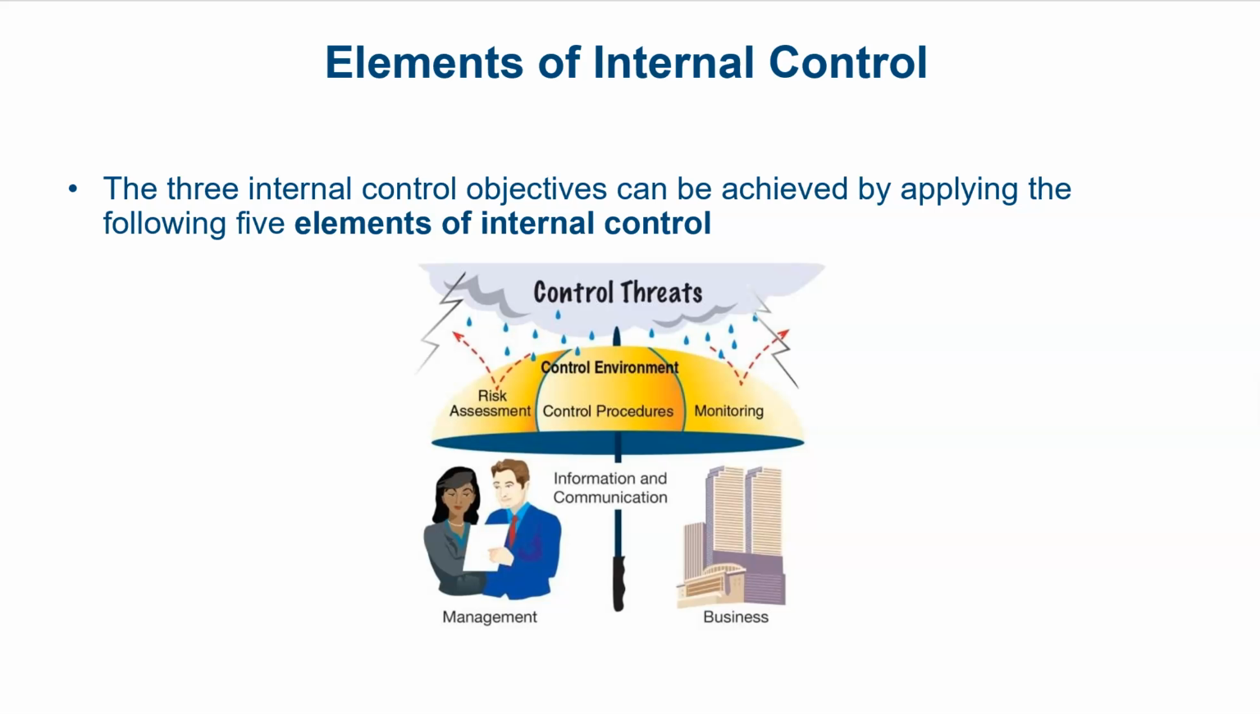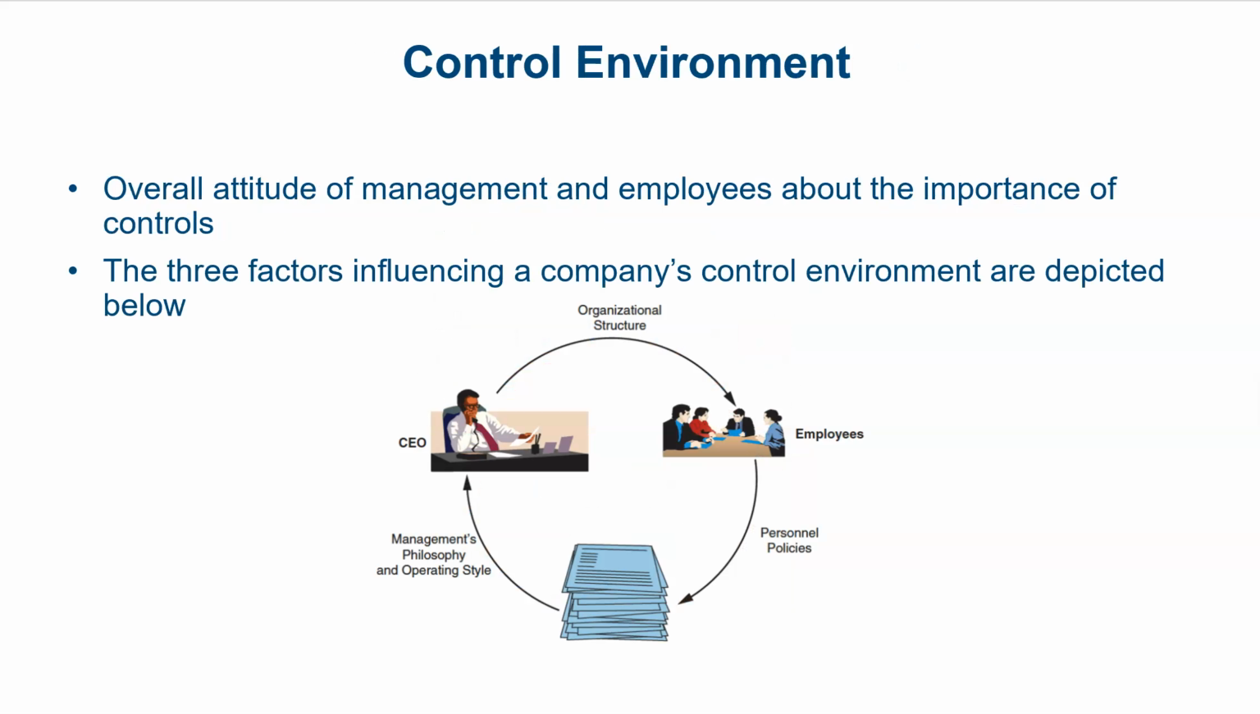Okay, now let's talk about the elements of internal control. The 3 internal control objectives can be achieved by applying the following 5 elements of internal control. So we need to assess the risk, and we need to have control procedures in place. We need to monitor it, and all the while, management needs to communicate the information for the business. The overall attitude of management and employees about the importance of controls is part of the control environment. 3 factors that influence a company's control environment are here. So you've got the organizational structure, the CEO and the employees, how open it is, how they communicate.